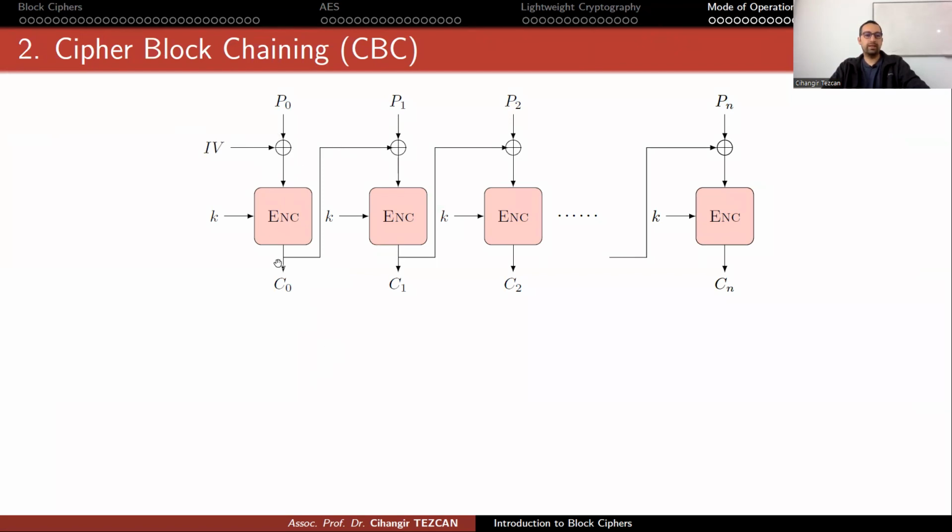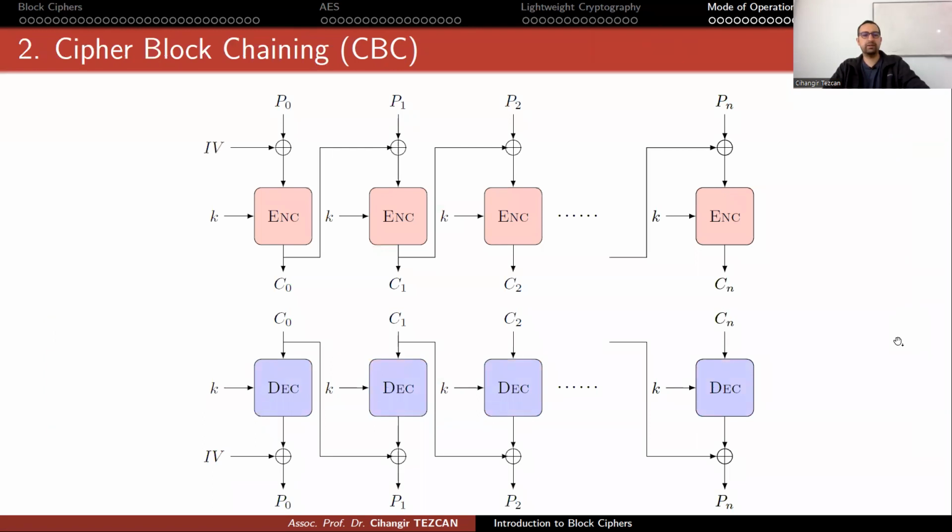So now we are taking the ciphertext blocks to XOR with the plaintext blocks. This is called cipher block chaining, CBC. It is used a lot in practice. And the decryption is just a flipped version of this image, as you can see. To provide symmetry, actually, this is why you have an IV here.